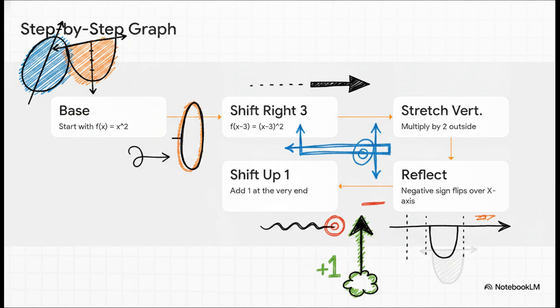Step 3, move just outside. The 2 stretches it vertically, making it twice as tall. Step 4, the negative sign reflects it upside down over the x-axis. And finally, step 5, the +1 at the very end shifts our entirely new shape up 1 unit. Beautiful, right? We just graphed a highly complex function purely by looking at its pieces, without plugging in a single raw coordinate.